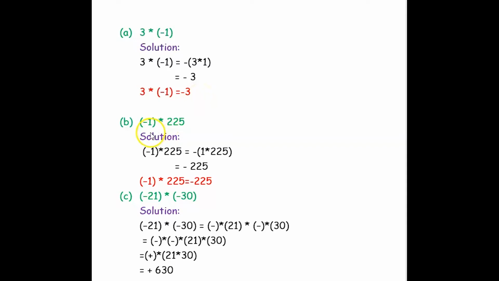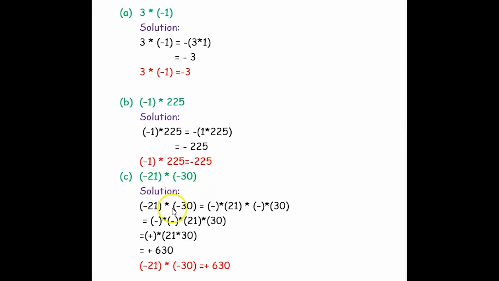Next question is negative 1 into 225. So, here also the same thing. Since we are multiplying with one negative integer, we can take the negative sign common and multiply the integers separately. So, I am taking the negative sign out and multiplying the integers 1 into 225. So, 1 into 225 is 225. Negative sign in the front. So, it is negative 225.